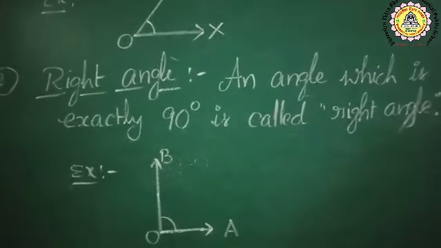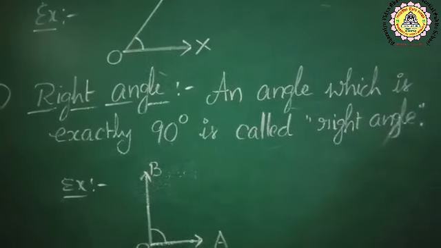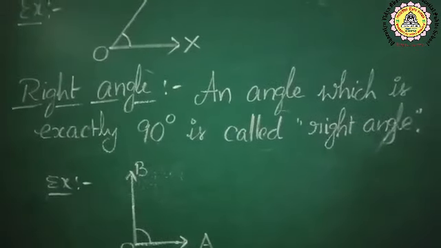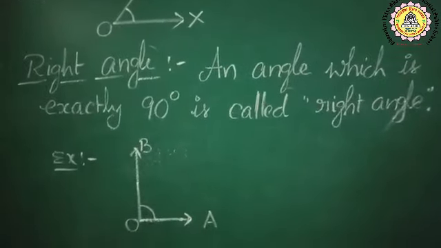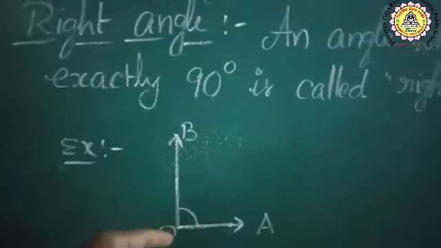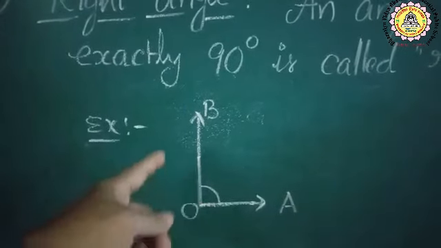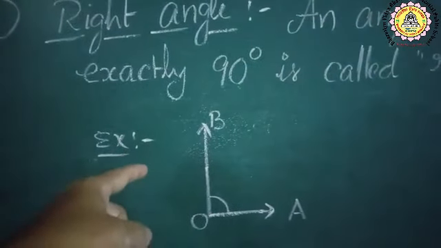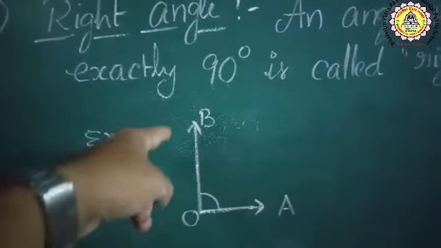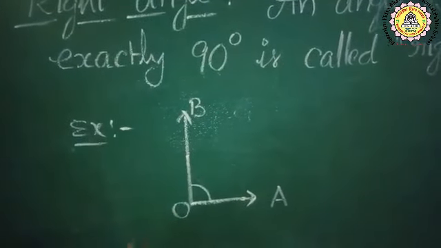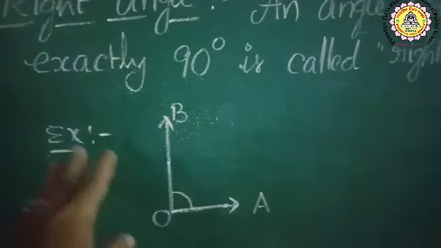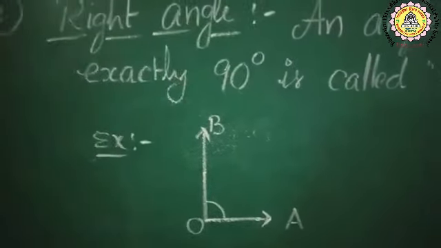An angle which is exactly 90 degrees is called a right angle. And this is the example here. See, here also I draw angle AOB. Observe the shape of this angle. If you keenly observe, you will find one thing. This is the shape of the alphabet L. It's nothing but a right angle.